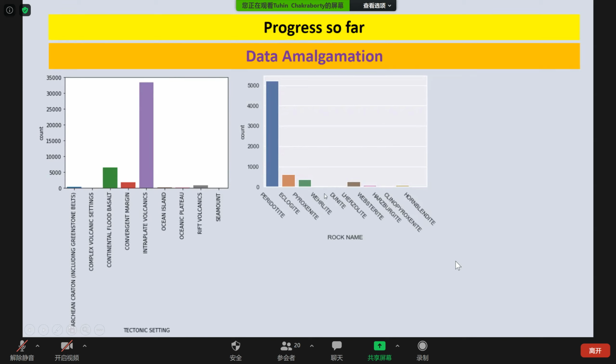this EarthChem database. In EarthChem, as of now, if you download the whole thing, we get the division according to the rock name. But we can also download separately according to tectonic setup. So it has been done, and the data is being amalgamated and produced in a similar setting as GeoRock as we speak.